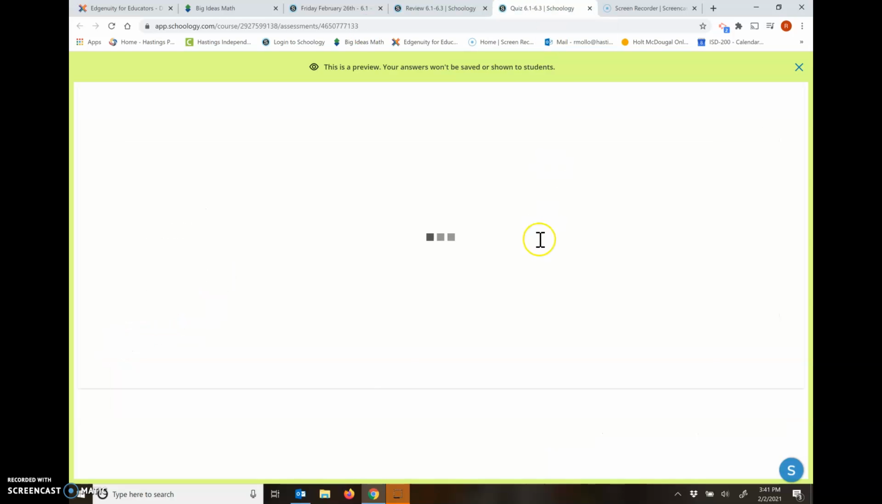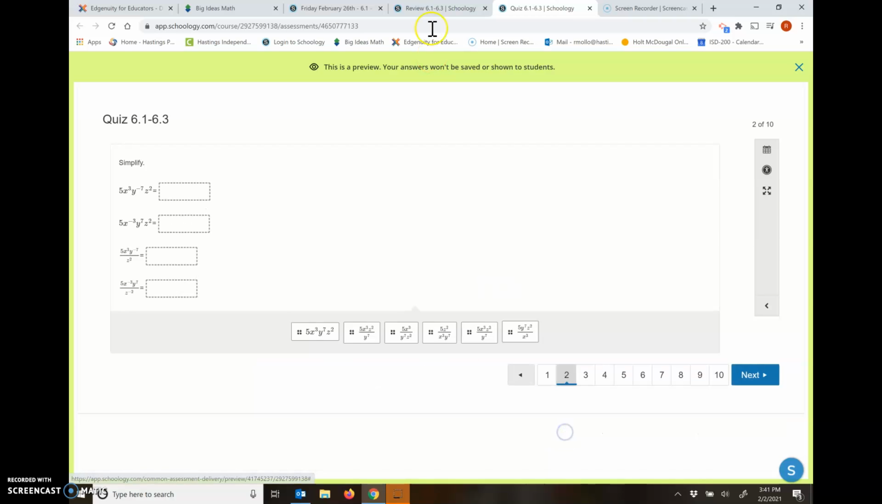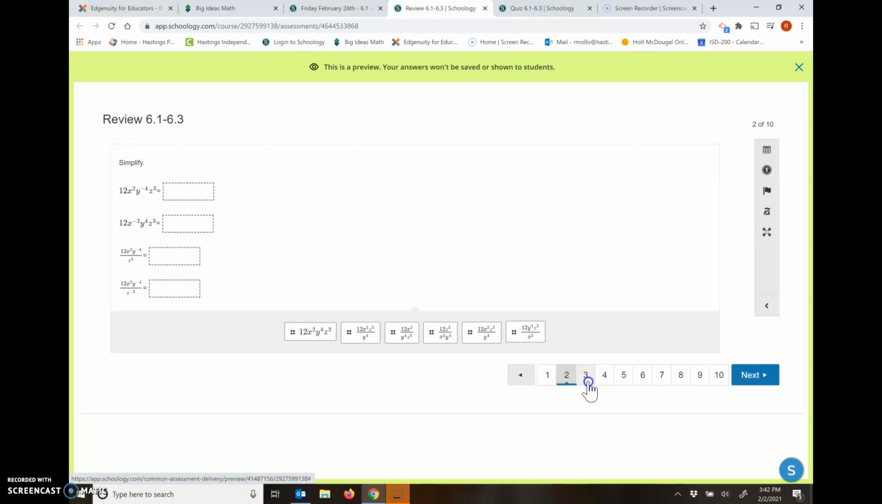And if you look at number 1 on the quiz, same thing. Multiply, divide, power over power, power over power, and then you have a negative power. Okay? 2 is kind of the same thing. So you have the negative exponent. So remember, when you have a negative exponent, it pretty much flips sides from numerator to denominator or denominator to numerator. Same thing on the review.